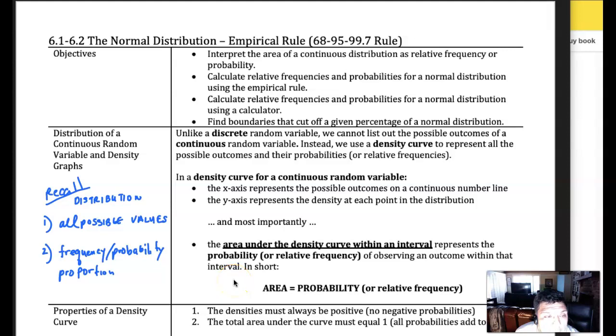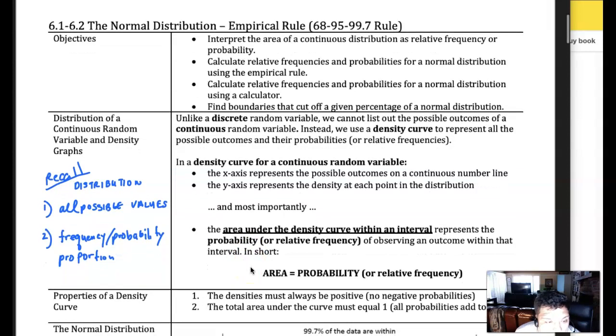This is for 6.1, 6.2. We're going to look at distribution of continuous random variables and density graphs to start with. What we're going to look at here is different than our previous section where we looked at discrete random variables. Now we're going to look at variables that are continuous, right?